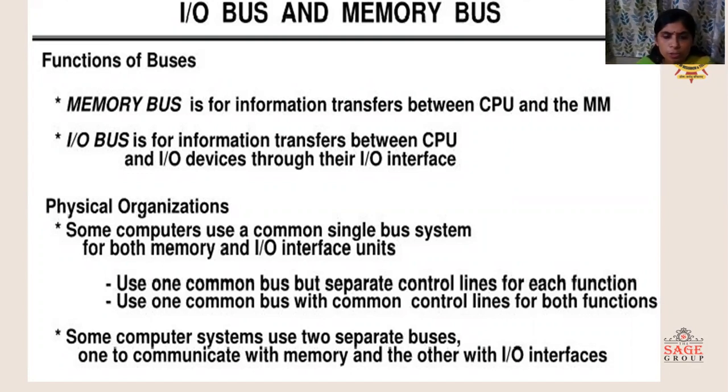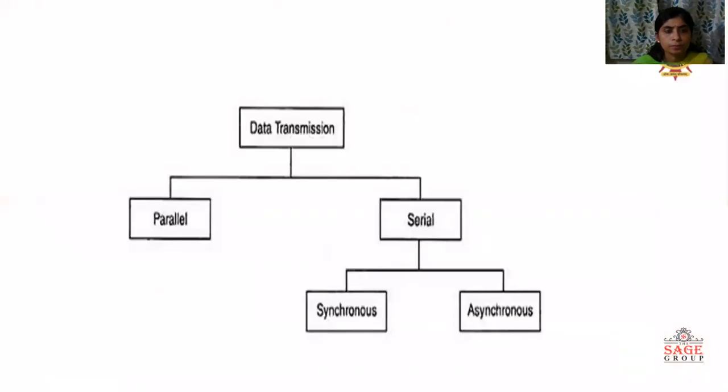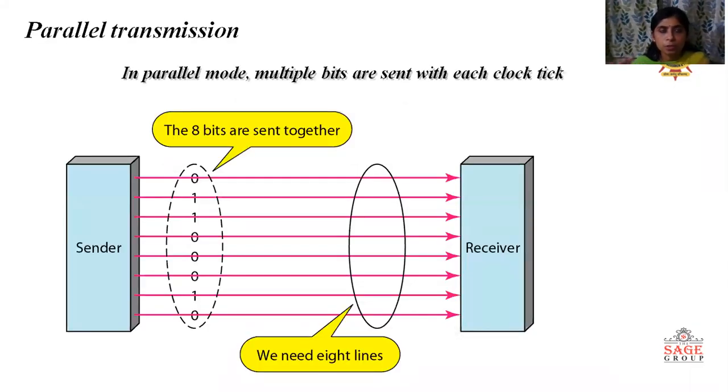Some computers use separate buses. This is the example of the Harvard model, and the upper one is the example of the von Neumann model. As we have discussed in the previous video, the data transmission methods are serial transmission and parallel transmission. Here we have to understand the meaning of modes of transfer.